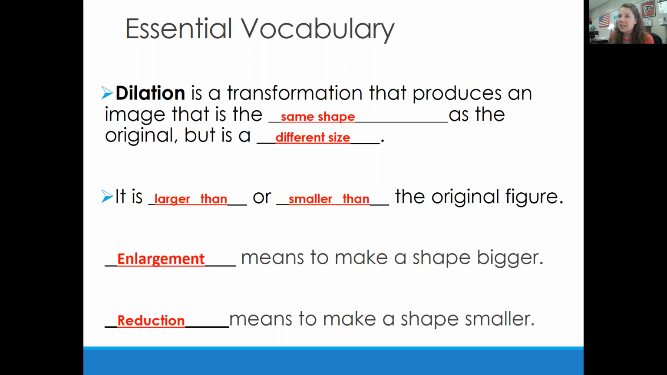So it says dilation is a transformation that produces an image that is the same shape, but not the same size. It's a different size. It is either larger than or smaller than the original figure. If you enlarge a figure, obviously that means we're going to make it larger. If we reduce a figure, it means the image will be smaller than the original.